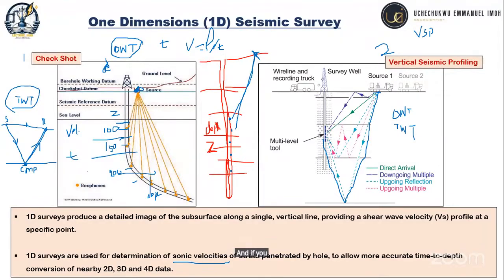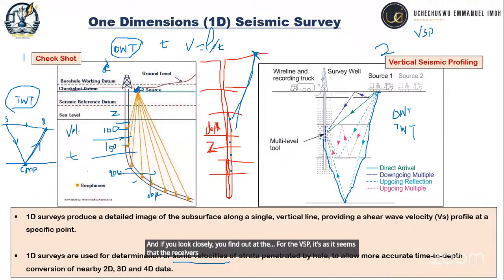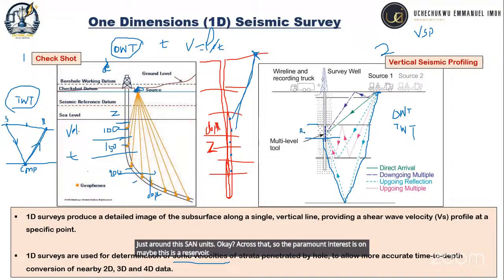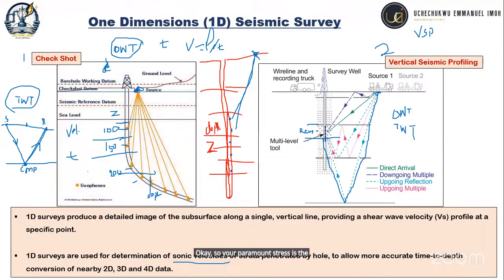And if you look closely, you find out that for the VSP, it seems that the receivers are placed within a particular formation. So if you look well, you can see that the receivers are clustered just around these sand units, okay? So the paramount interest is on maybe this is a reservoir, okay? So your paramount interest is on the velocity of this particular reservoir. And you place your receivers at interval within that reservoir and then shoot your VSP to get the accurate velocity reading within this reservoir. So it's also used for advanced reservoir studies.